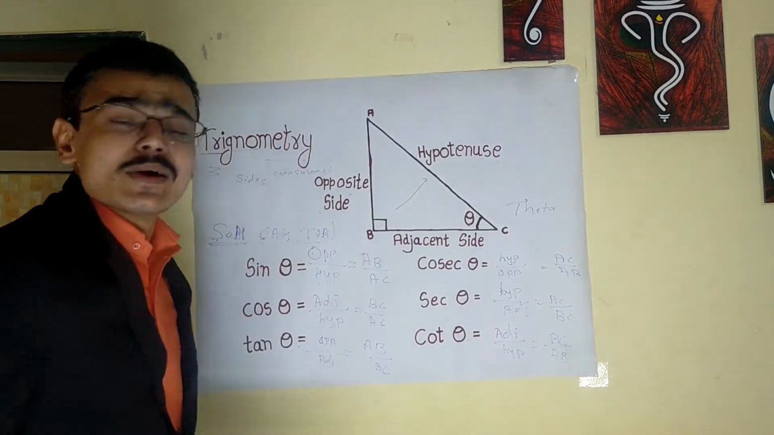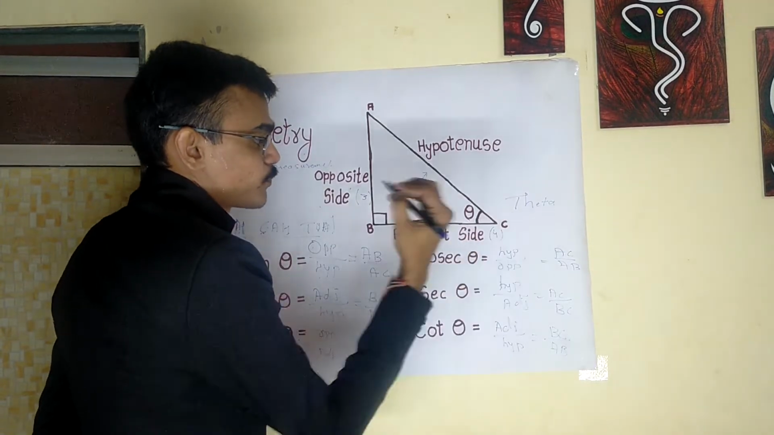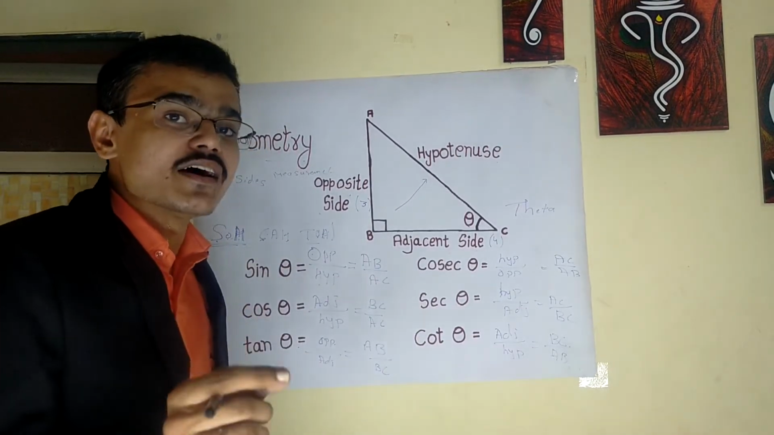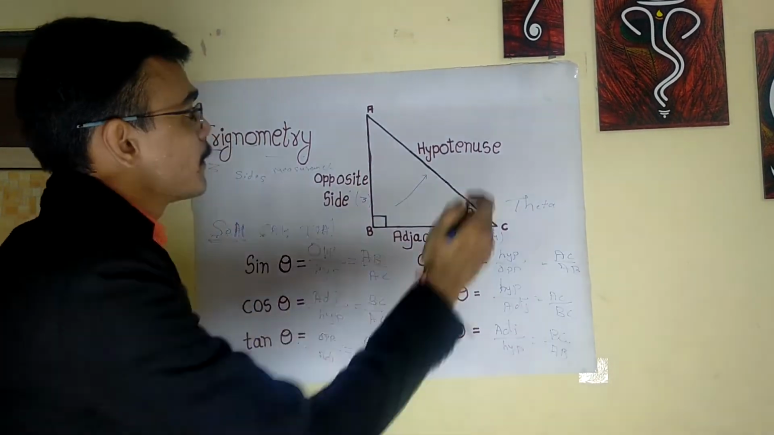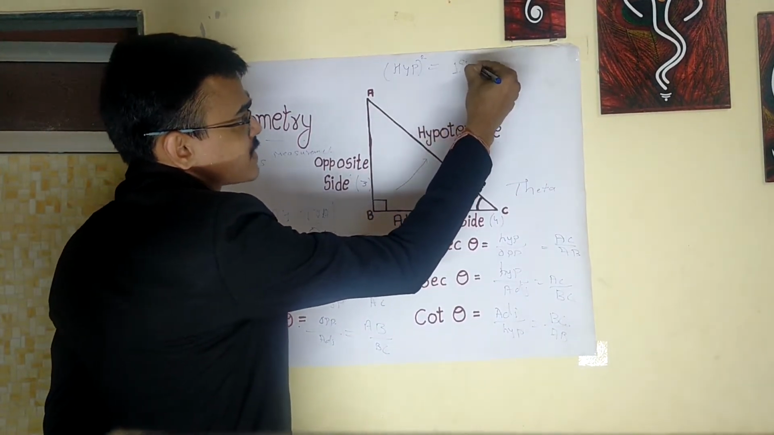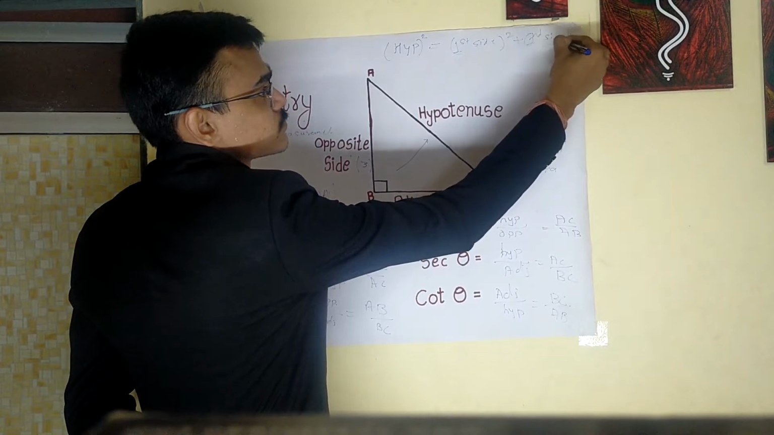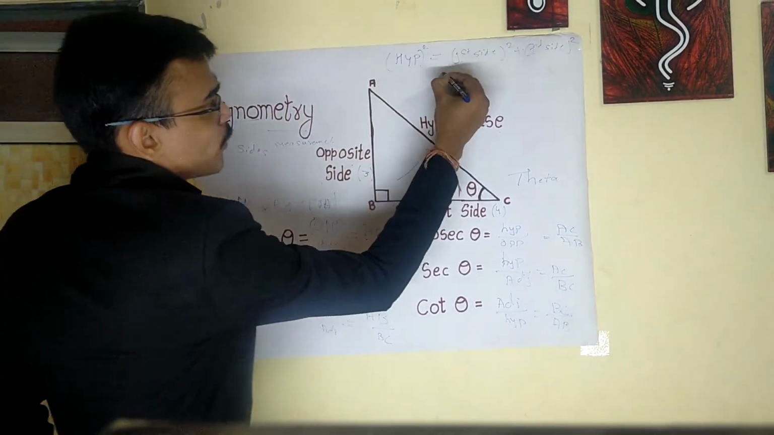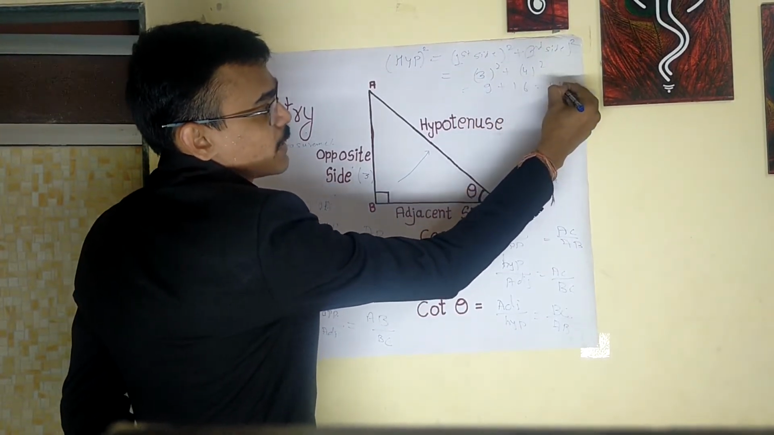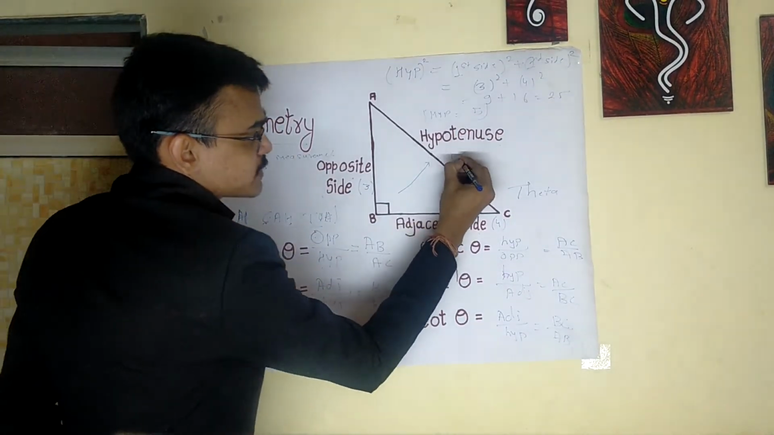Now let's take one example. If the opposite side is given as 3 and this side is given as 4. Now there is one question: the hypotenuse is not given, but in the previous grade we have already learned the Pythagoras theorem. Pythagoras theorem states that the hypotenuse square is equal to the first side square plus the second side square. By using this formula we can find the hypotenuse. The square root of 25 is 5, so we find the hypotenuse as 5.